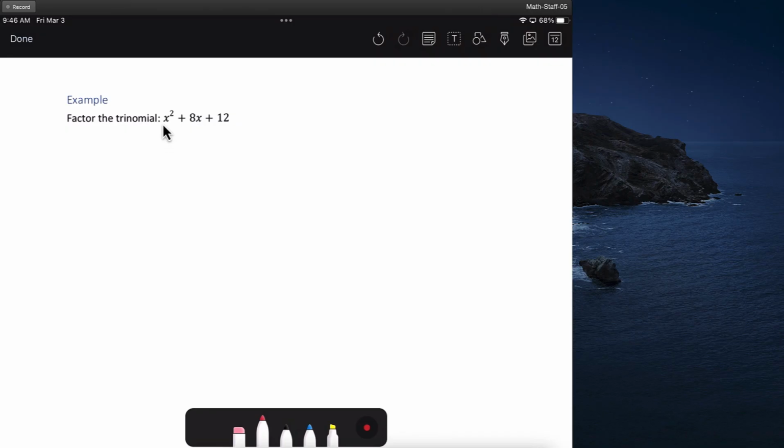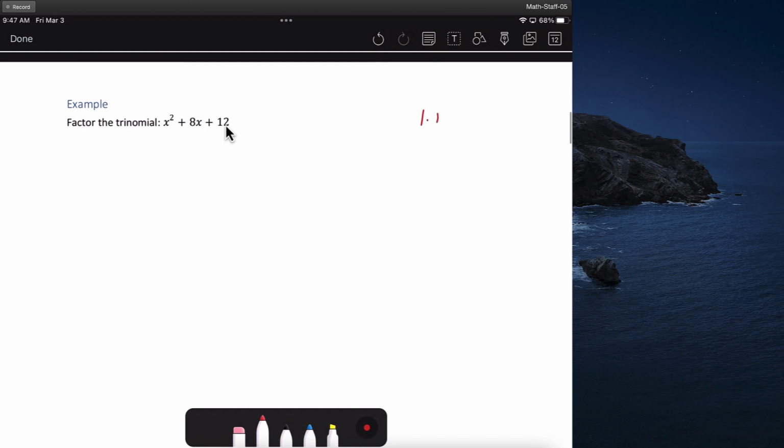Notice right away that a is 1. We don't see a coefficient on the x squared term. That means it's understood to be a 1. Start by finding two numbers whose product is 12 and whose sum is 8. If you don't see that right away, list the factors that multiply to 12. 1 times 12, 2 times 6, or 3 times 4. Now we want to ask ourselves, do any of those pairs add to 8? 2 and 6 multiply to 12, and they also add to the middle number 8.